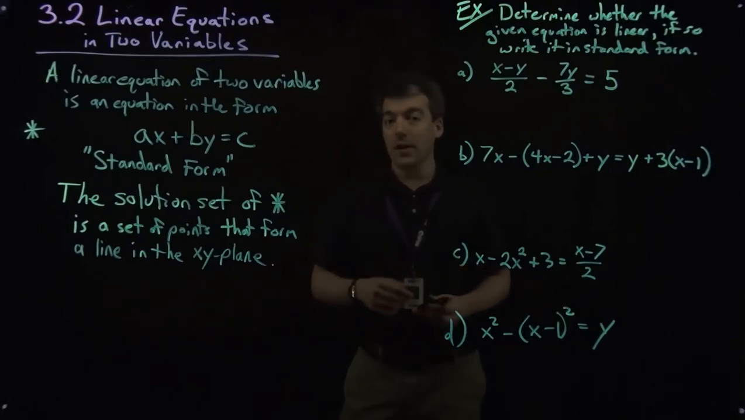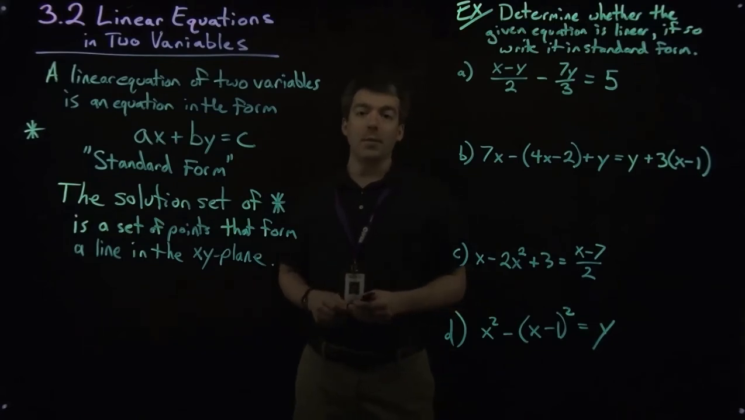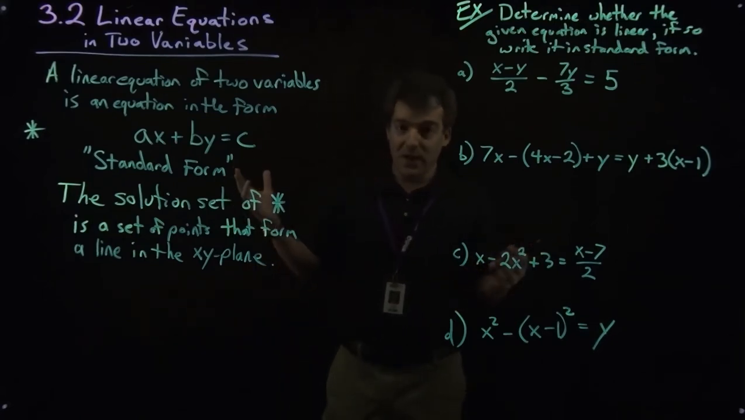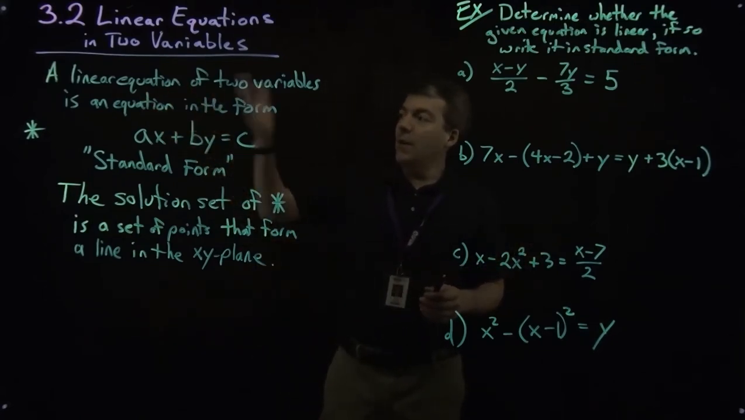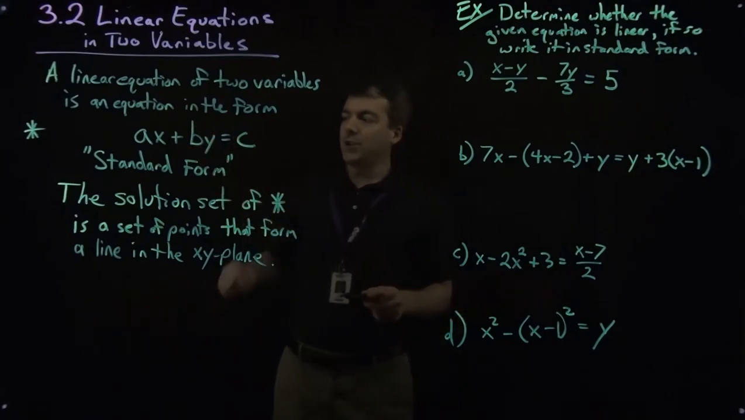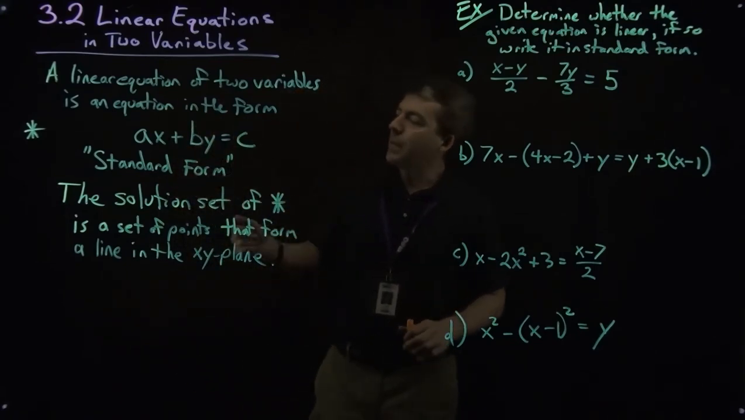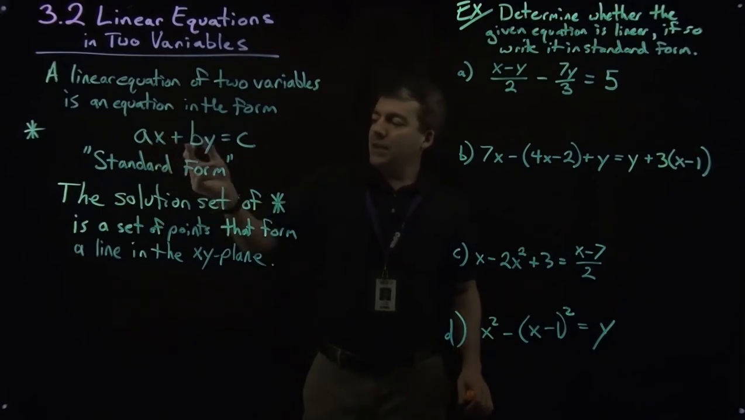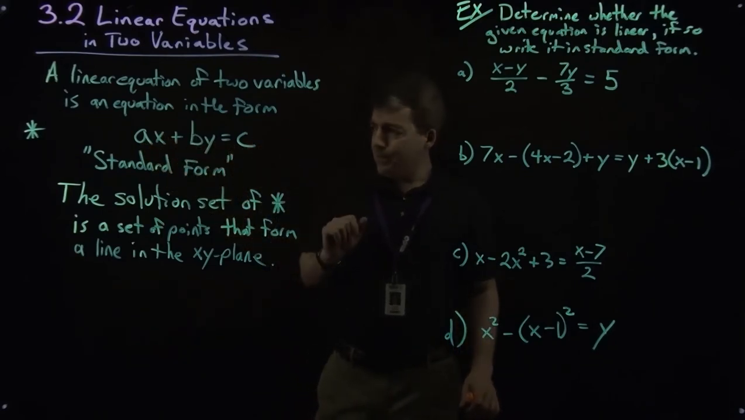Hi, in this video we're going to look at linear equations of two variables. First off, let's start with the definition. A linear equation of two variables is an equation that can be written in this form: ax plus by equals c.